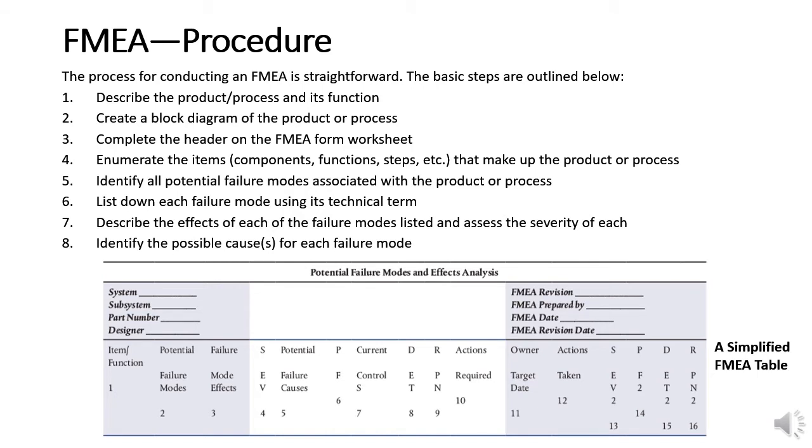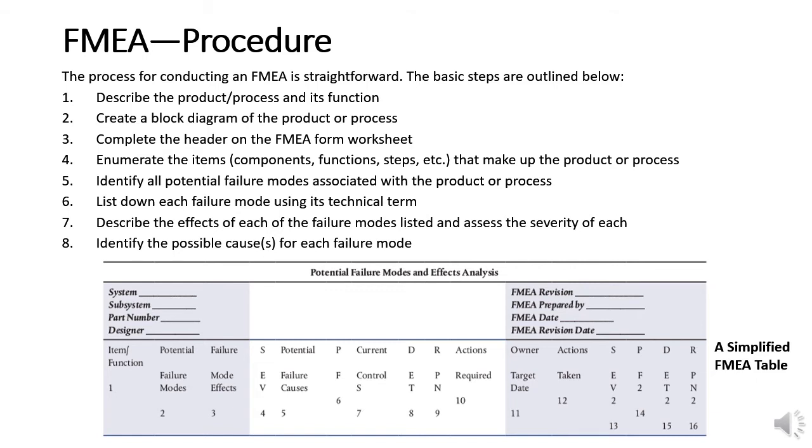A numerical ranking must be established for the severity of the effect. A common industry standard scale uses 1 to represent no effect and 10 to indicate very severe, with failure affecting system operation and safety without warning. Column 4 of the FMEA table is used for the severity rating of the failure mode.